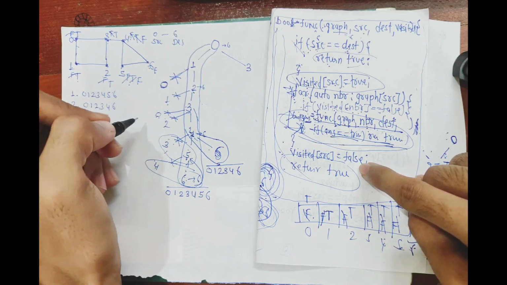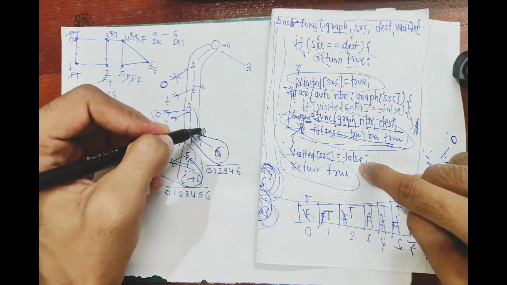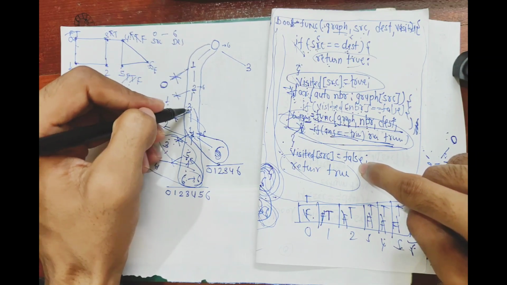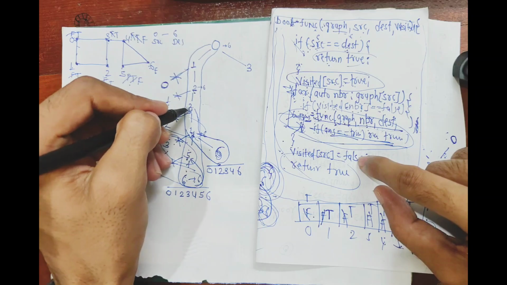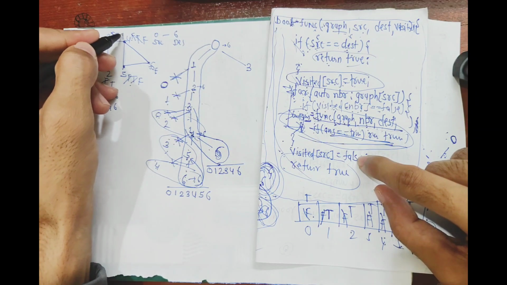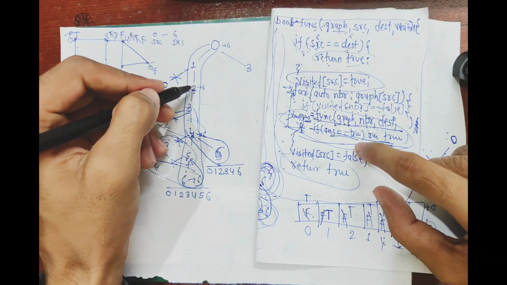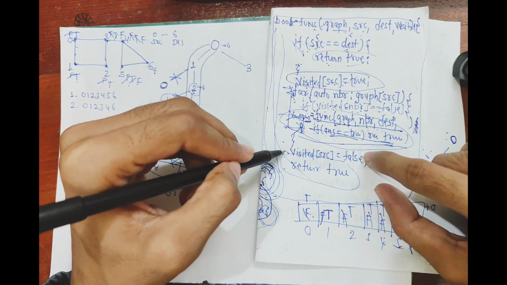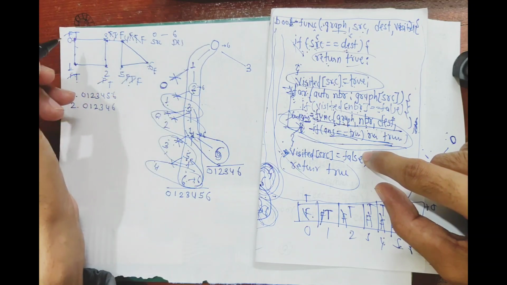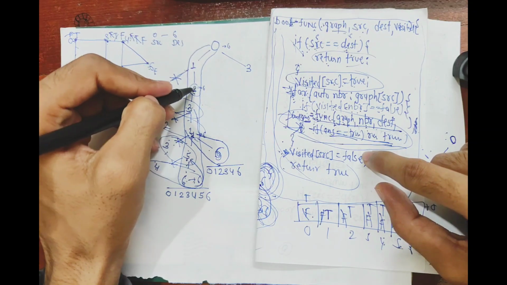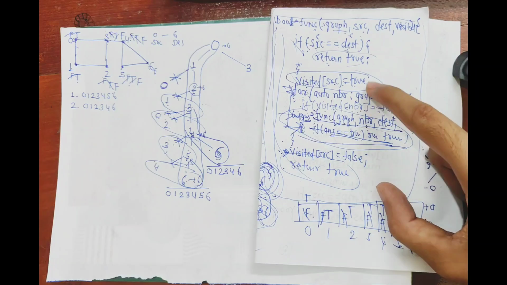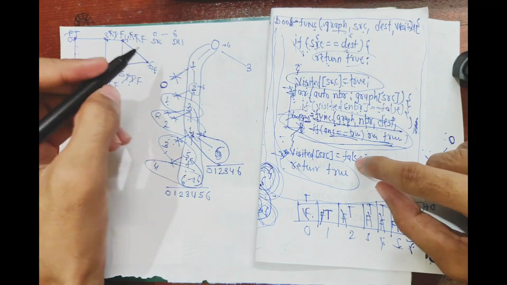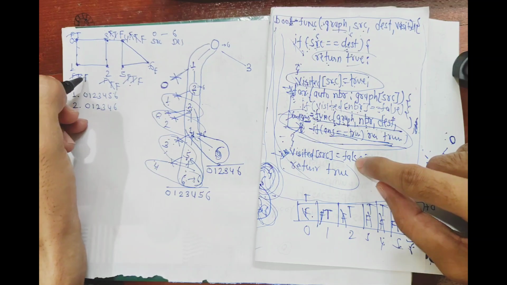Now we are at 3, right? We are done with all the neighbors of 3. Now we went back to 2, but before that we have to mark 3 as false again, right? Now we came to 2, we are done with all the neighbors of 2, so we have to mark this as false, so 2 also false, right? Now again we came to 1 and we are done with all the neighbors. Now we have to mark 1 as false again, right?